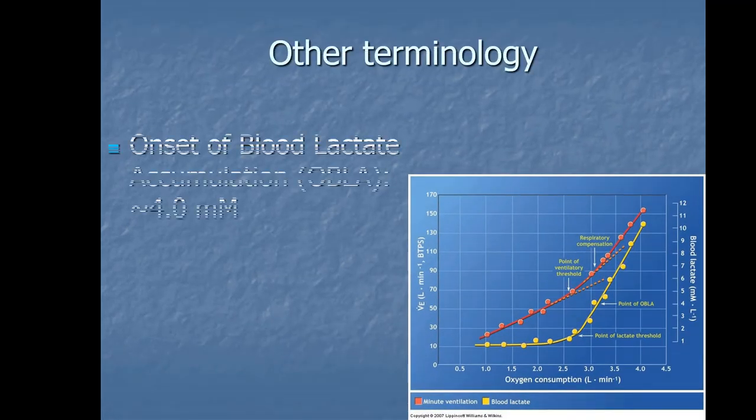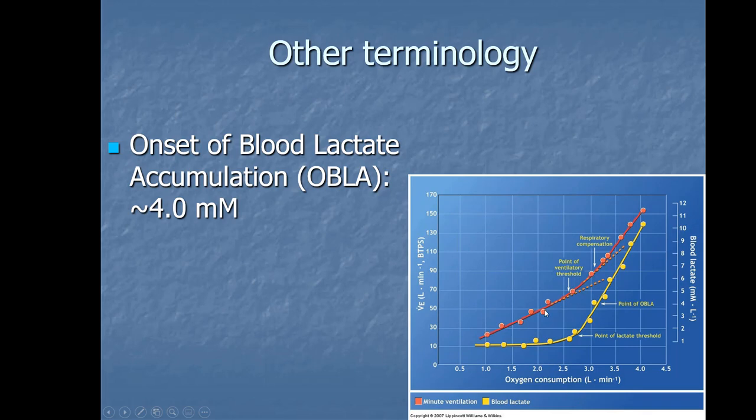Here's another picture of it. You can ignore the red line here. That's the ventilation, which we'll get to later. But the yellow line is lactate, and you can see it remains relatively stable. Intensity is on the x-axis again. So stable, stable, stable, and then there's a point where it shoots up. Again, the inflection point where it really shoots up is known as the lactate threshold.